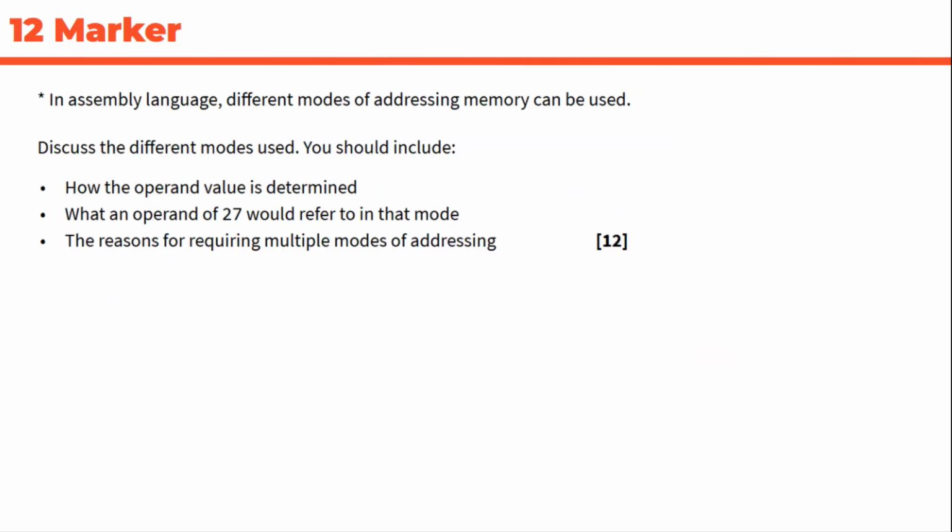And this was a cheeky question. This was a 12 marker on modes of addressing. It says in assembly language, different modes of addressing memory can be used. Discuss the different modes used. You should include how the operand value is determined, what an operand of 27 would refer to in that mode, and the reasons for requiring multiple modes of addressing. So it's giving you some bullet points to actually work through.